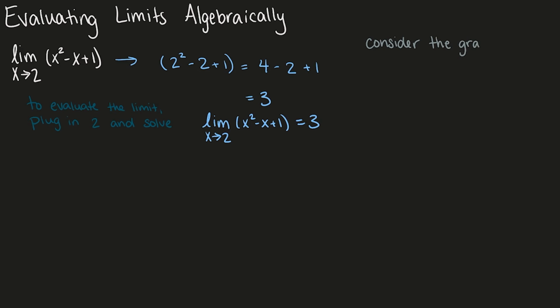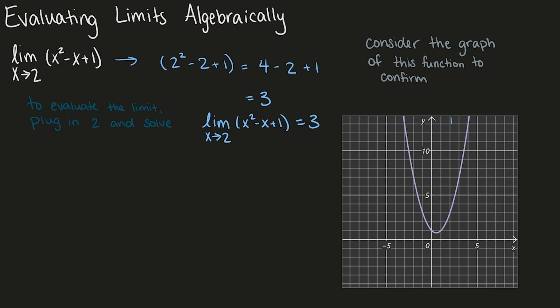Let's look at the graph of this function to confirm that we found the correct limit. So we're evaluating the limit as x approaches 2. As we approach 2 from the left, we get 3. And as we approach 2 from the right, we also get 3, which means the limit that we evaluated is correct, and the limit of this function as x approaches 2 is 3.